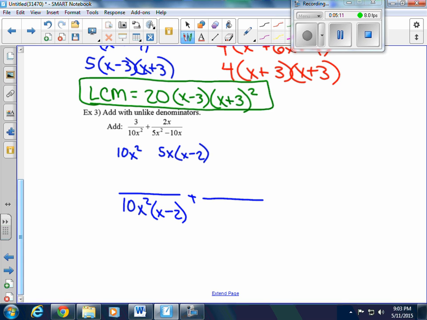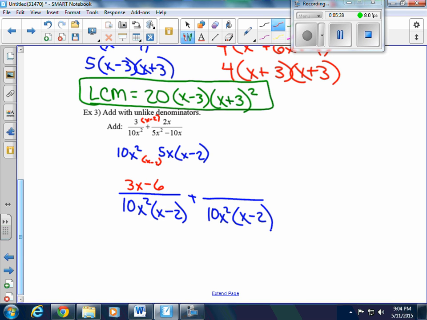I need that in both parts. So 10x squared times x minus 2. All right, so if we look at the first one, here I have the 10x squared. I need the x minus 2. So I'm going to have to multiply this top and the bottom by x minus 2 to get to that denominator. So this is really going to be 3x minus 6.